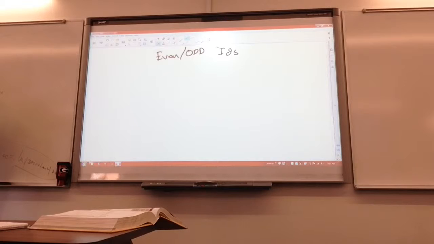What they're basically saying here goes back to what even and odd means in terms of functions. What does even mean? It's got what? Symmetry about the what?